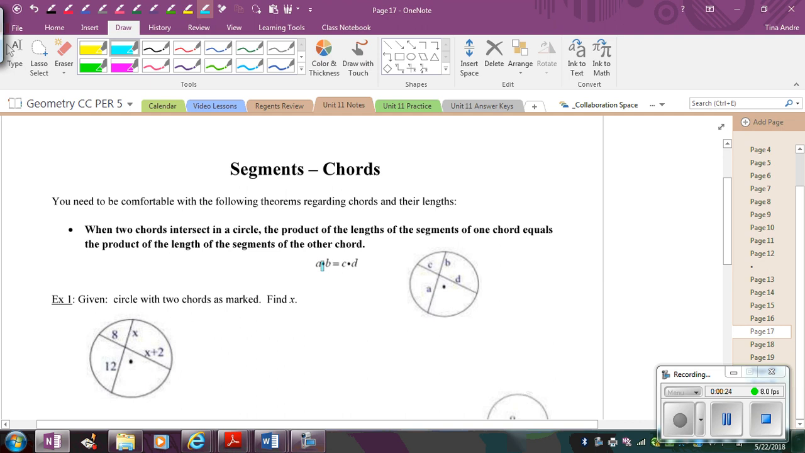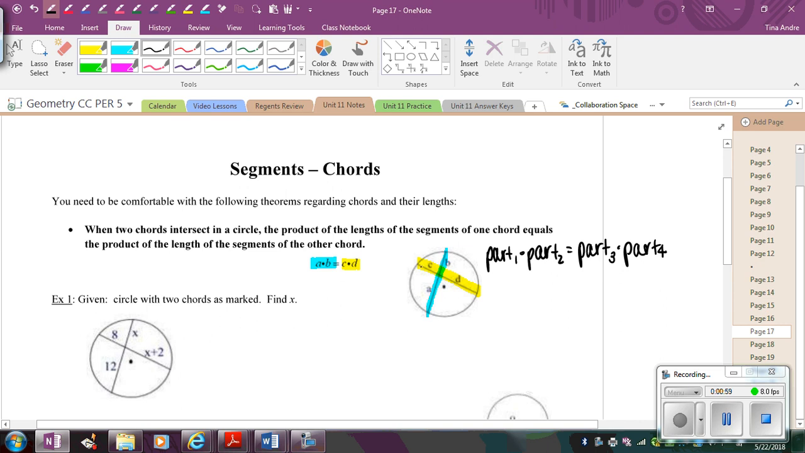The first theorem here is dealing with the segment lengths of chords. What it's really saying is the product of two parts of a chord is equal to the product of the intersecting chord's parts. So A times B, these two parts of the chord being multiplied together, is equal to the product of the other parts being multiplied together.